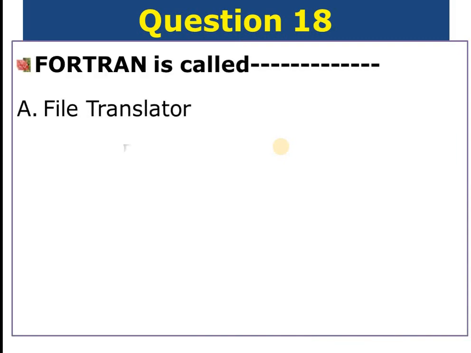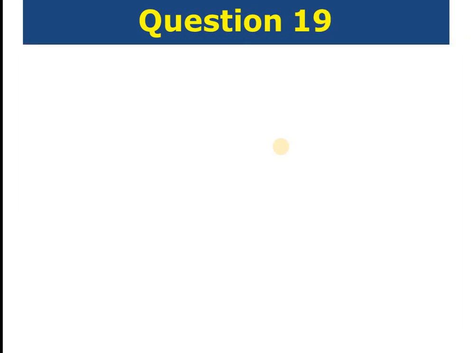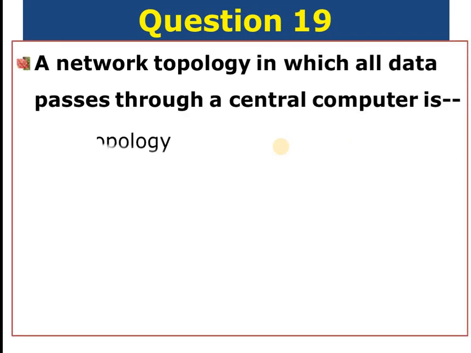Question number 18. Fortran is called blank. A. file translator, B. floppy translator, C. format translator, D. formula translator. The answer is choice D. That means formula translator. Fortran means formula translator.